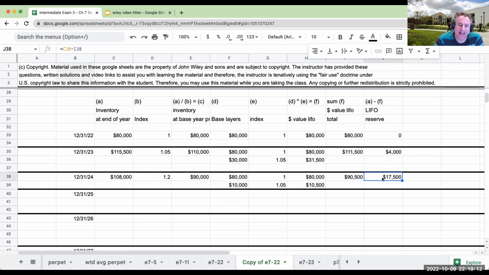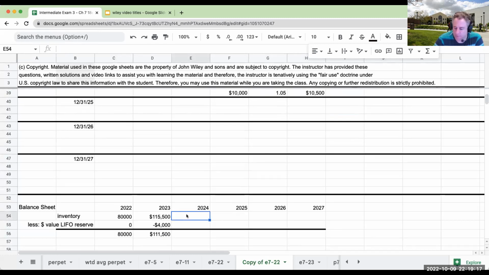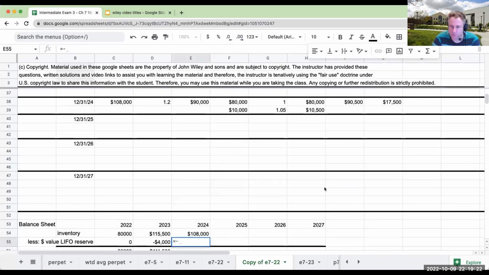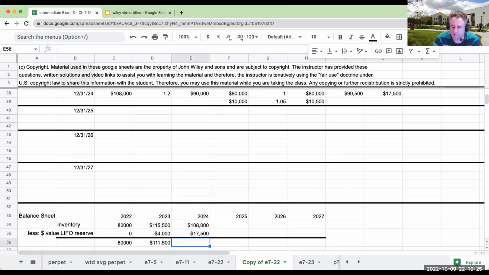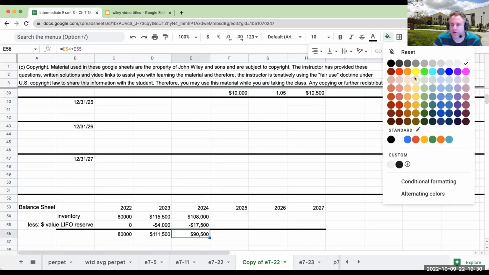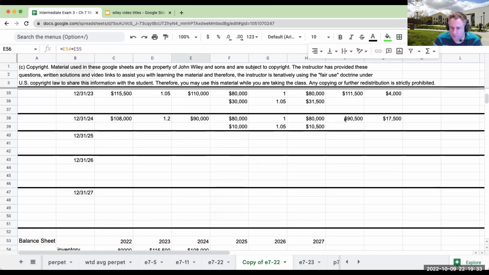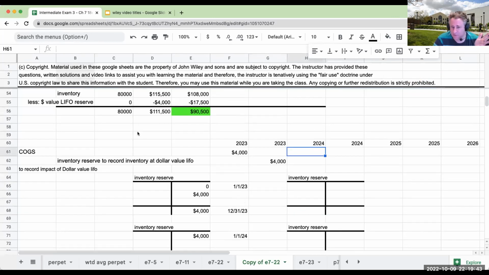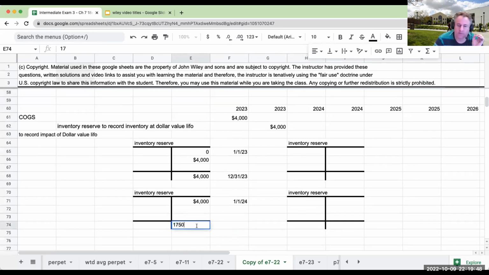Okay, so the ending balance in my LIFO reserve, let's go to my balance sheet. My balance sheet for the inventory is going to show 108,000. My LIFO reserve needs to be at 17.5. And this way we're showing the inventory here under dollar value LIFO, right? This 90,500 right here. Now, again, this question didn't ask for this, but this is something I do on my exams. I love this stuff. So over here, the ending balance I need is 17.5.